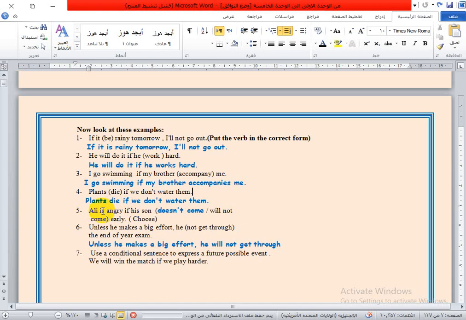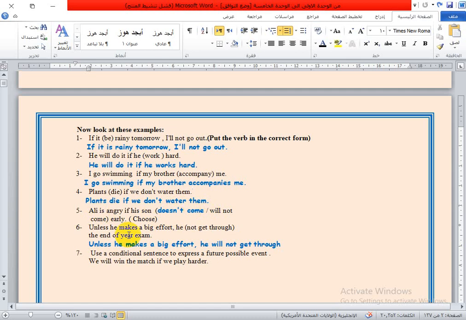We ask ourselves: in which case is the main clause present simple? The main clause is present simple only in the zero conditional. So if the main clause is present simple in the zero conditional, the if clause must also be present simple. This example belongs to the zero conditional type because the main clause comes in the present simple.